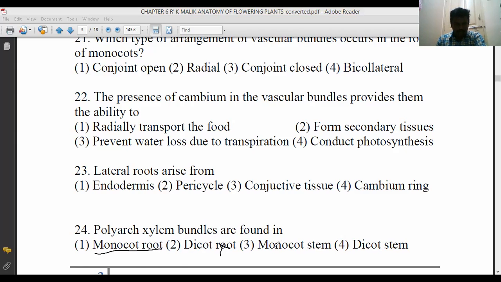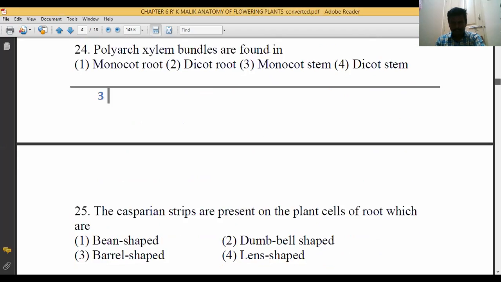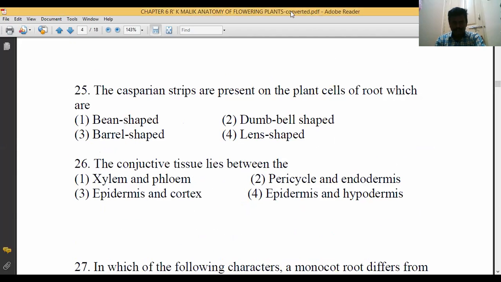We cannot find it in the dicot root, the monocot stem or the dicot stem. Only in the monocot root can polyarch xylem, more than 6 xylem bundles, be observed. So the first option is the correct option for the 24th question. 25th question.